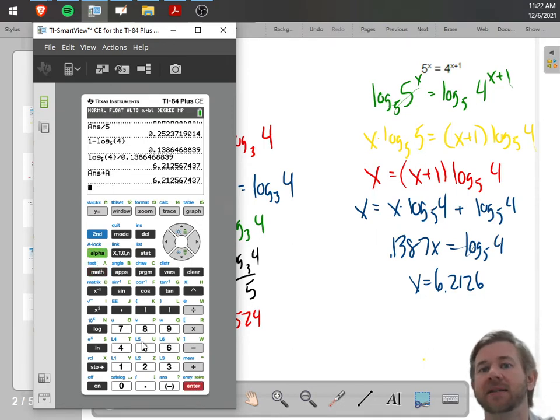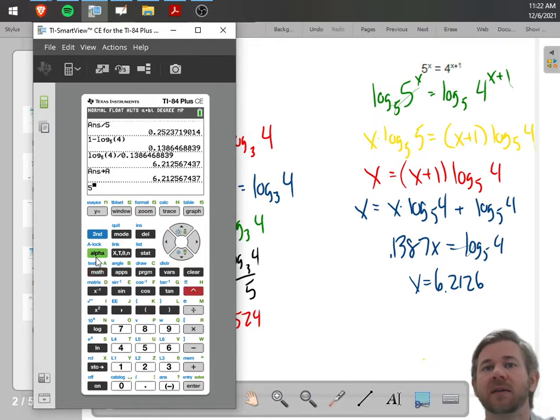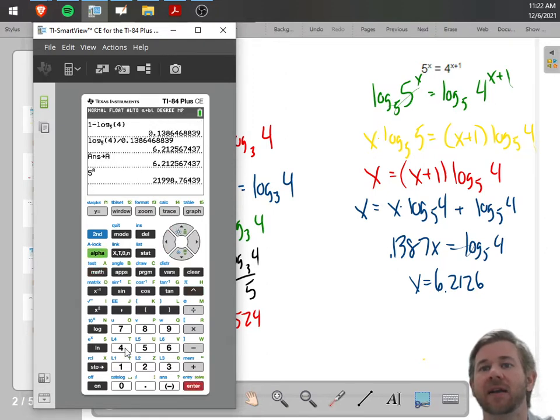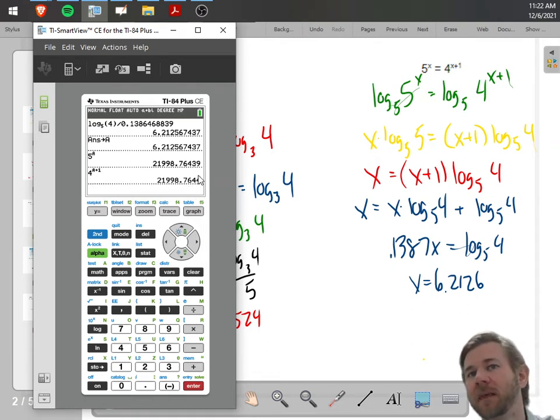So now I'll try and check it. 5 to the a on the left side. That's not to the power of a. On the left side I get that, and on the right side I get 4 to the power. Hopefully I get the same thing. 21,000. Hey, we did it. Sweet. Now it's a little bit off because the calculator did round a little bit right here, but there are ways to get it exactly perfect using the store function. So 21998.764.